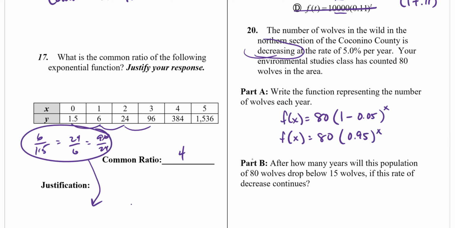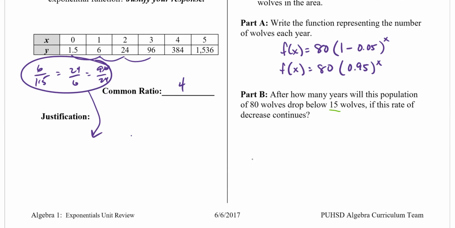After how many years will the population of 80 wolves drop below 15 wolves if this rate of decrease continues? Well, a couple things I could do. I could just plug in numbers for x. So for instance, I could figure out what f of 7 is. I just pick 7 as a random number.